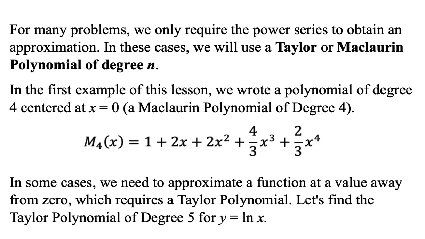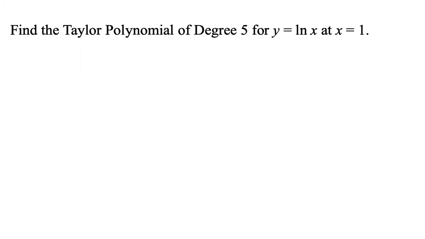In some cases, we need an approximation of our function at a value that's away from 0, which requires a Taylor polynomial. Let's find the Taylor polynomial of degree 5 for y equals ln of x. Since ln of 0 is undefined, we will center it at 1. First, let's take a look at our values.